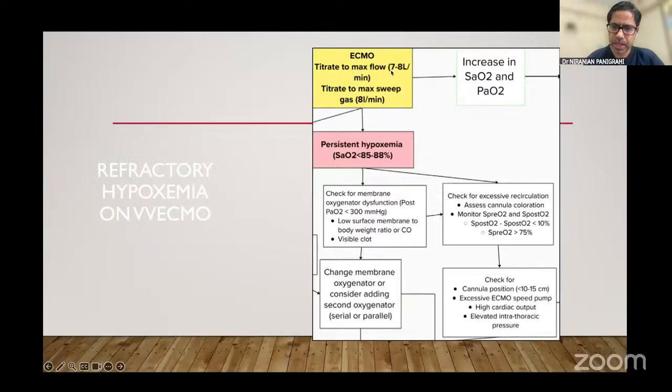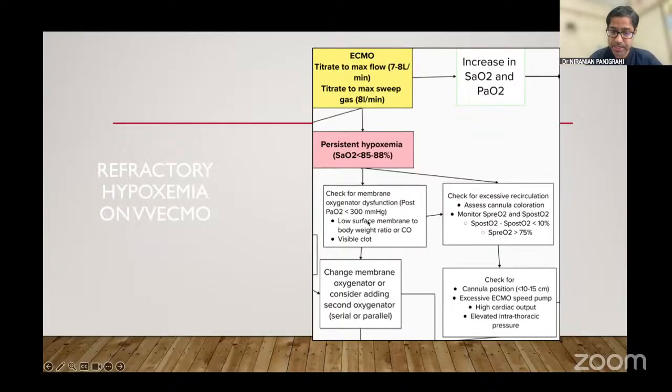You can go up to 7 to 8 liters maximum, even though ideally 5 to 6 liters should be sufficient, because at 7 to 8 liters other complications like hemolysis can happen. We need to be very careful. Imagine at the maximum sweep and maximum flow from the ECMO at 100% FiO2 and hemoglobin of 10, the patient is still desaturating. Then the flow chart says you check two things: either recirculation or the membrane function, because these are the two most commonly encountered problems here. Now, if recirculation is the problem, we discussed what to do.